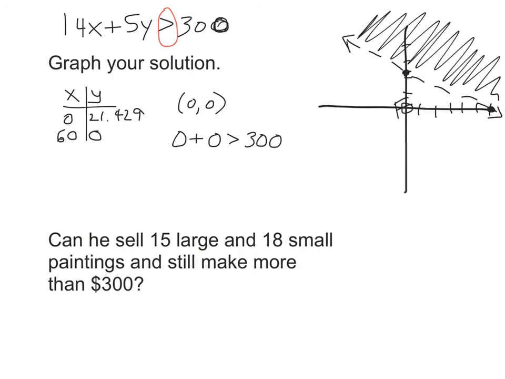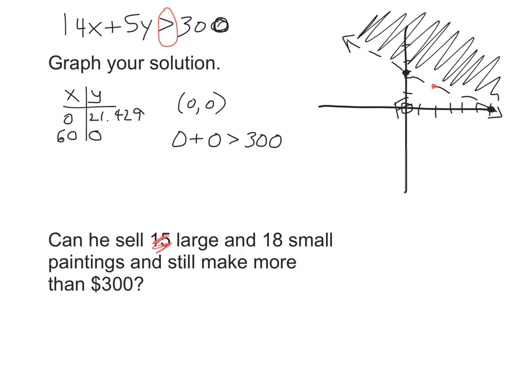So the question down here, can he sell 15 large and 18 small paintings and still make more than $300? Well, if you remember, our tick marks there are by tens. So 15, comma 18 would probably be right around here. It's actually right on that line. So this time the answer would be no, because the line is dotted because it has to be greater than 300.